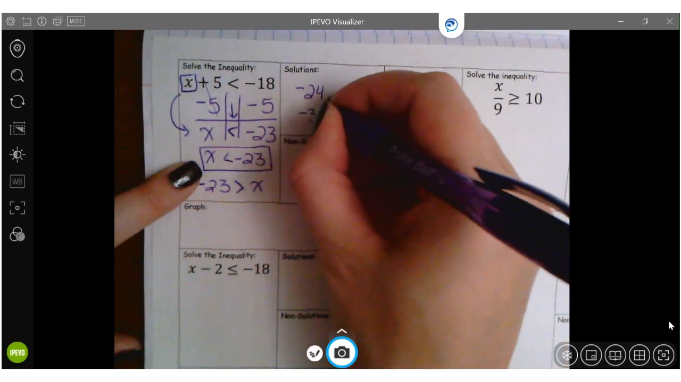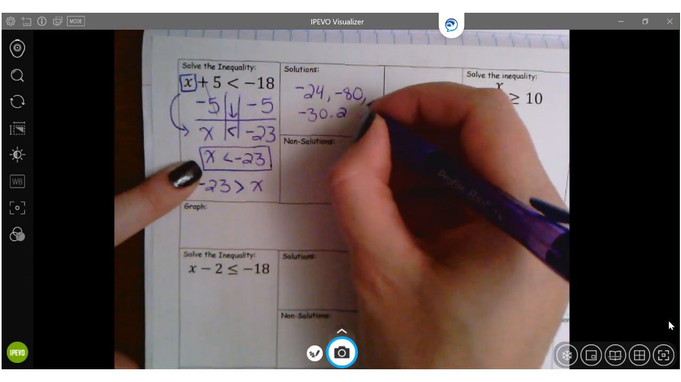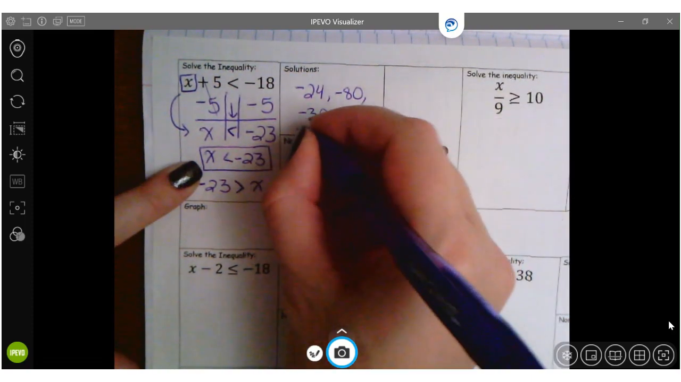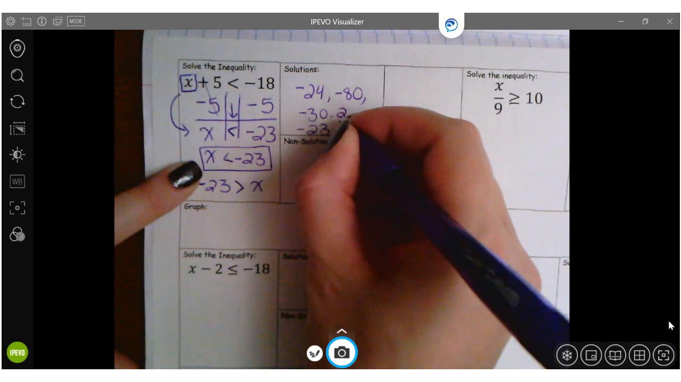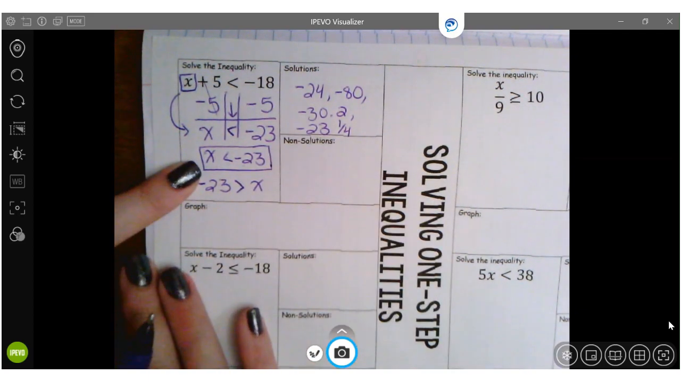Negative 30.2, I can have decimals, that's okay. Negative 23 and a quarter. That's still less than negative 23 because it's a little bit farther to the left of it on the number line. These are not the only solutions, they're just examples.